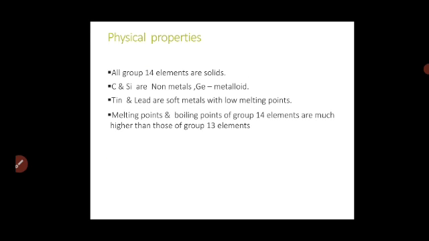Okay, now let us see the physical properties. All these elements, that is carbon, silicon, germanium, tin and lead, are solids. We have already seen non-metals, metalloids and metals, right? Out of those, tin and lead are soft metals with very low melting points. Melting points and boiling points of group 14 elements are higher than those of group 13 elements.